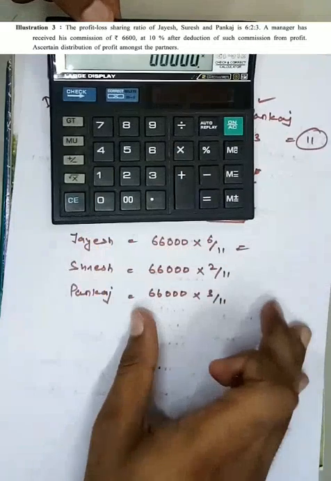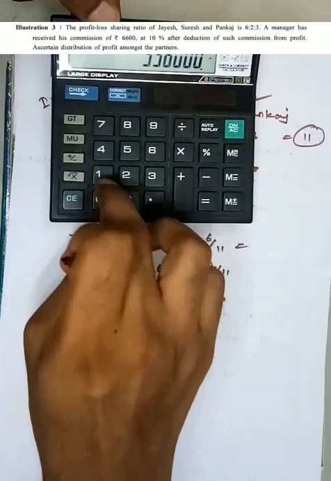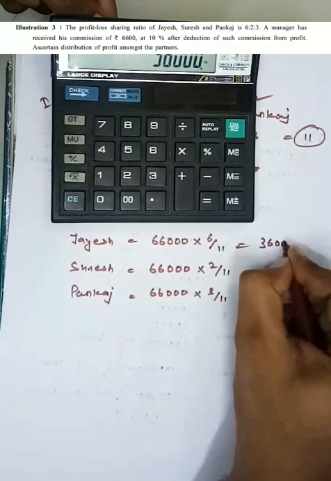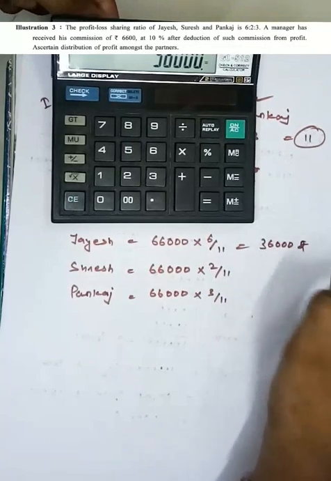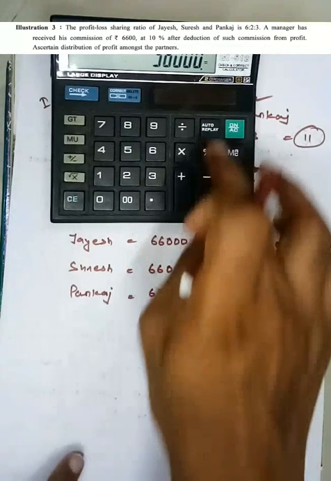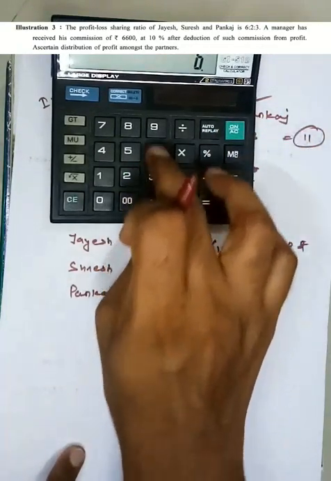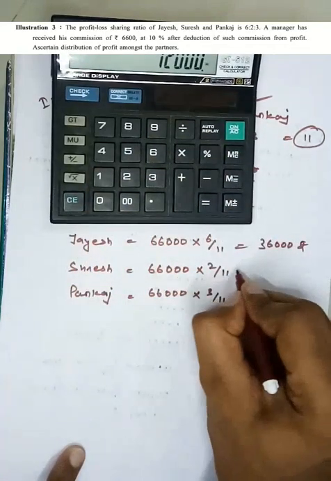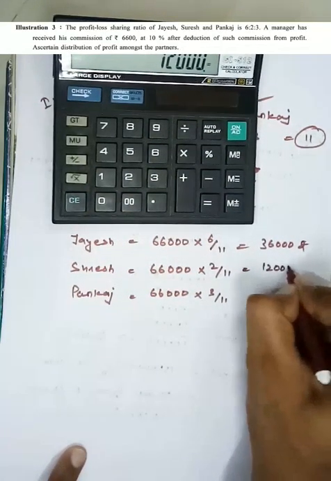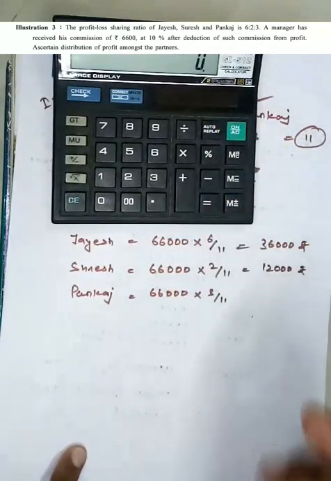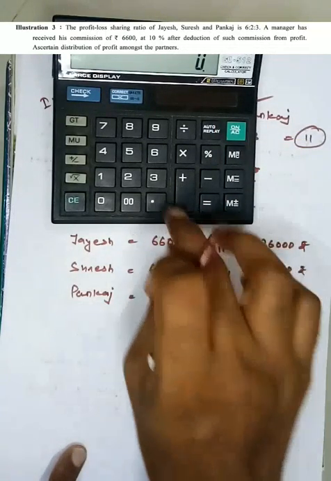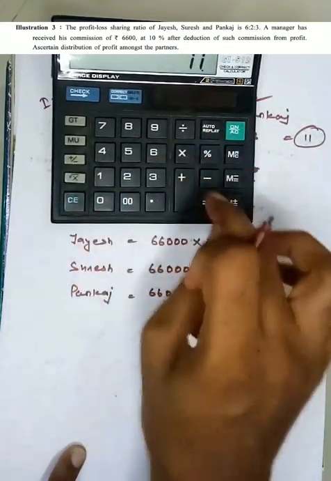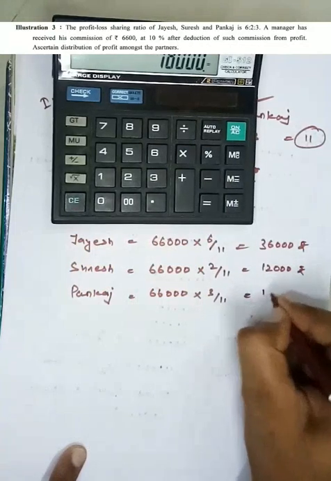66,000 multiply by 6 divided by 11. The answer is 36,000 rupees. So Jayesh will get 36,000. 66,000 multiply by 2 divided by 11. Suresh will get 12,000 rupees, and Pankaj will get 66,000 into 3 divided by 11. He will get rupees 18,000.